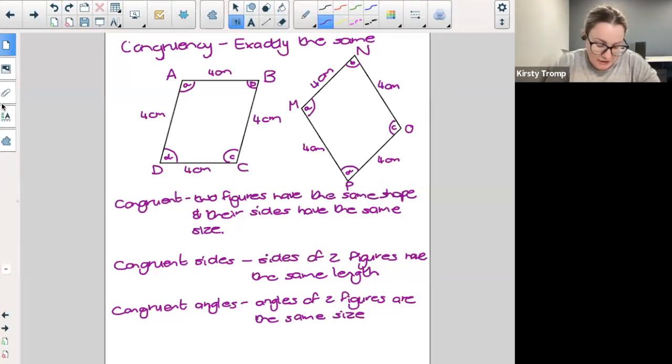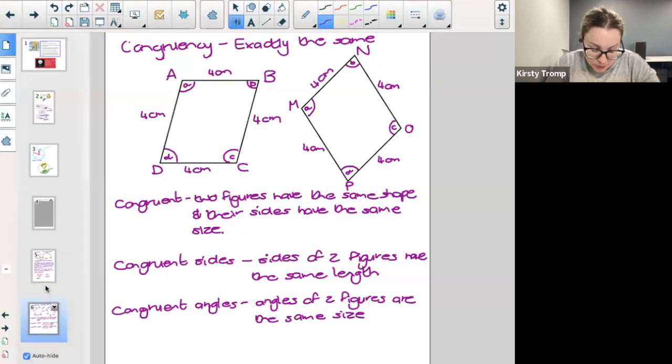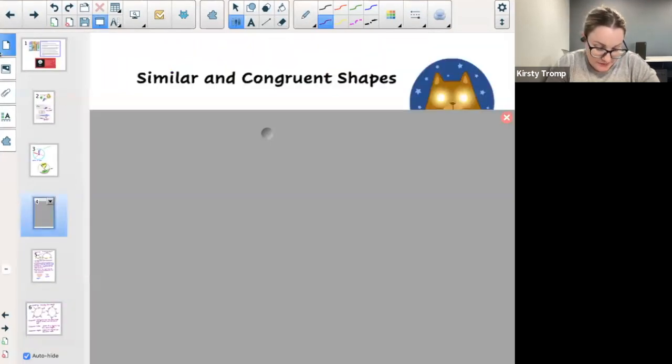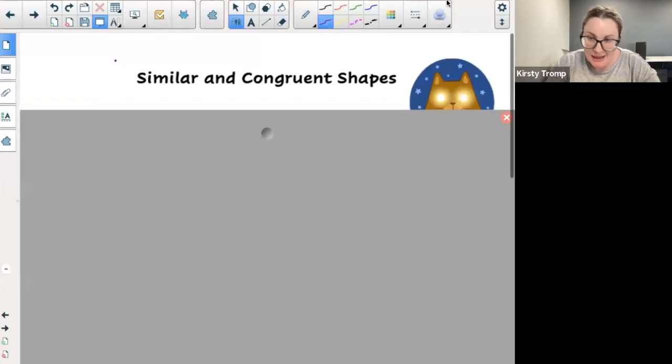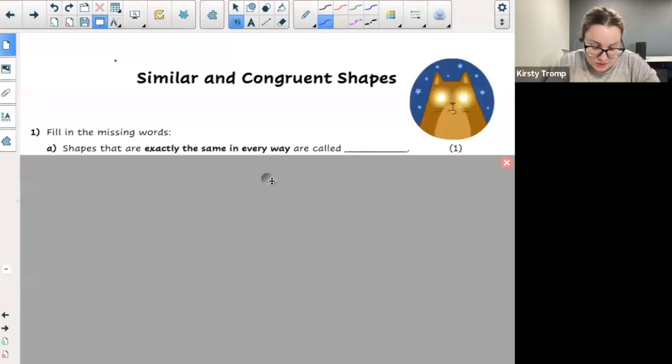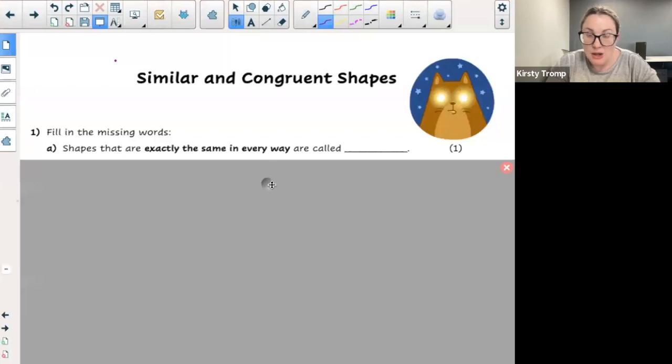All right, so we have now completed our notes for this lesson. Let's go and have a look at our worksheet for tonight. So tonight, our little cat has glow-in-the-dark eyes. There he is in the corner. And what is he asking us tonight? I'm going to be taking questions so you can raise your hands. Shapes that are exactly the same in every way are... Lungawa, you were first. You're going to help me out with this first one.